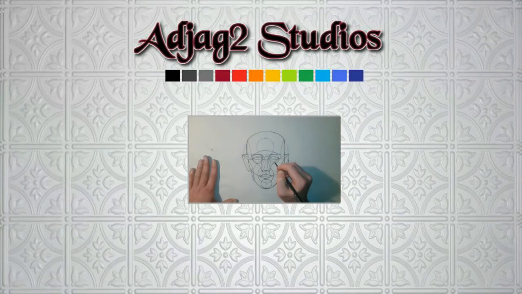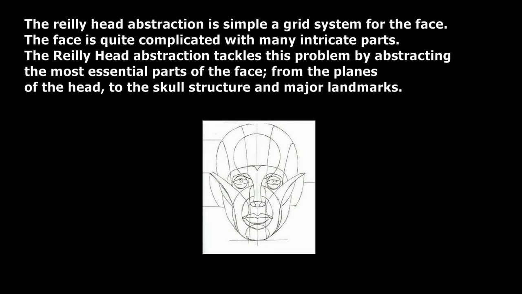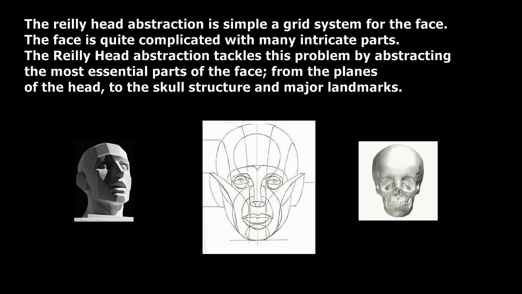Welcome to head drawing with the Reilly head abstraction. The Reilly head abstraction is a simple grid system for the face. The face is quite complicated with many intricate parts. The Reilly head abstraction tackles this problem by abstracting the most essential parts of the face, from the planes of the head to the skull structure and major landmarks.